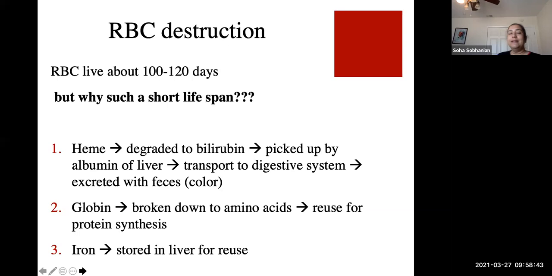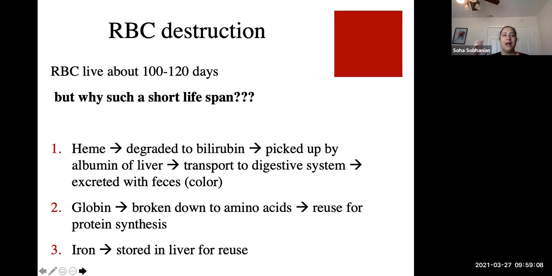Now, we already talked about the fact that your red blood cells are short-lived, right? We said that they are short-lived because you basically take the nucleus and all the organelles out of the cell to open up space for your hemoglobin. Therefore, these cells cannot fix themselves, and they die shortly after they are produced.